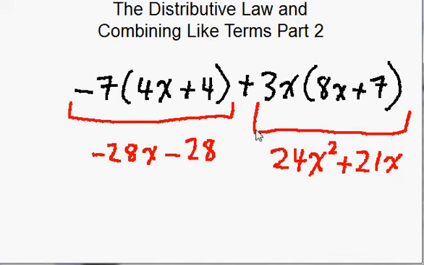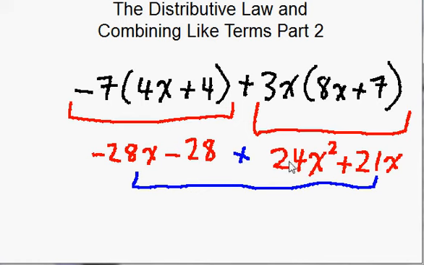So that brings us to the question, what terms here am I allowed to combine? Can I combine the negative 28x with anything? You can do 21x. 21x, that's right. But I can't combine it with the 24x squared because that's a different type of term. X's can't be combined with x squareds.